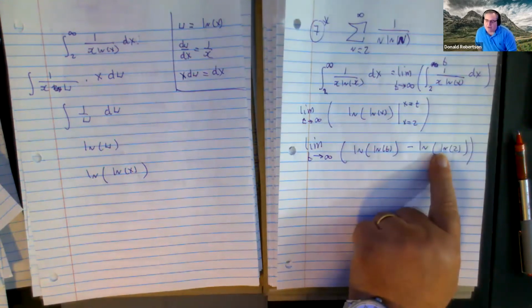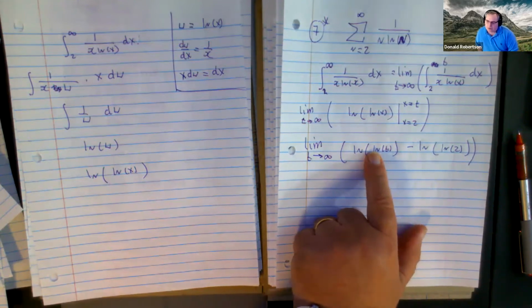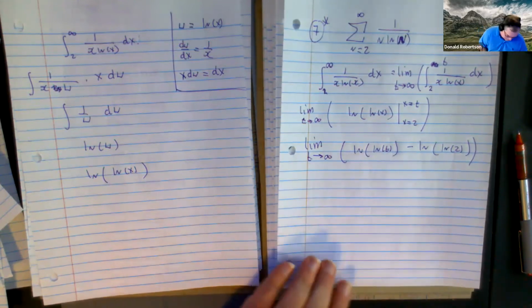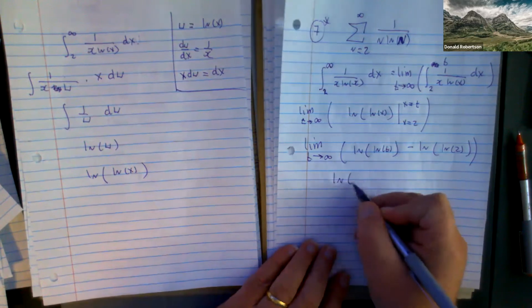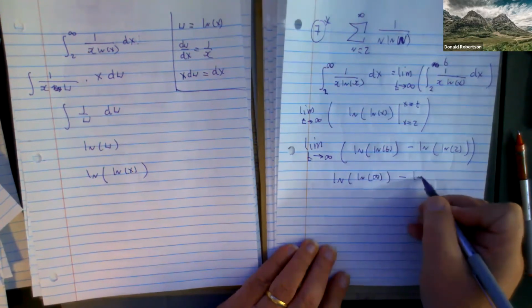That's a number of some sort. I'm not too concerned about that. This guy is going to be interesting. I'm going to do brute force again. So it's going to be the natural log of the natural log of infinity. Take away the other guy.